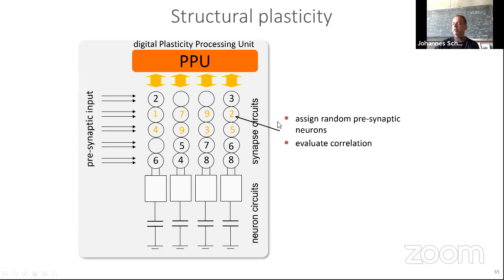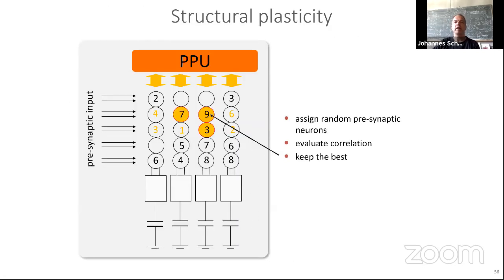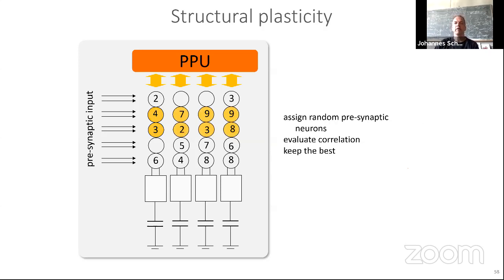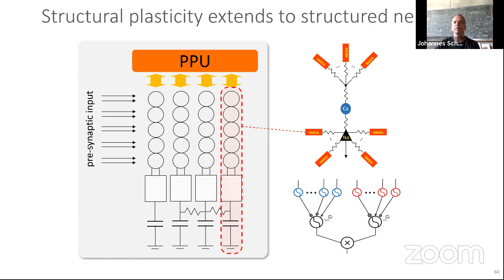And then you do the experiment, and the synapses evaluate the correlation. And you keep just the synapses with the highest correlation, replace the other ones, repeat this. And at the end, you end up only with the synapses that show a high correlation in the plasticity. And you can still replace weakly correlating synapses on a constant basis against random new ones to keep the system adaptive. The structural plasticity can be extended to structured neurons.